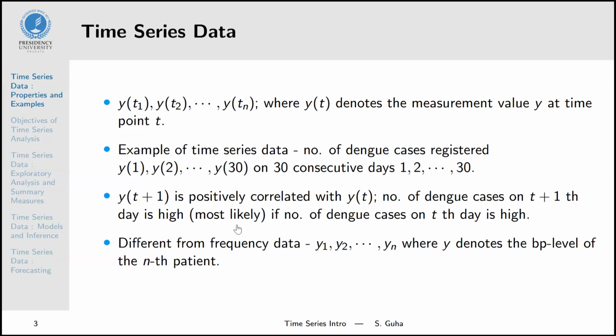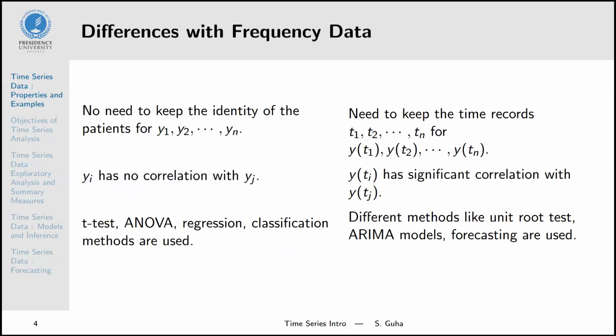Okay. As we have mentioned, the cardinal difference of time series data with the frequency data is that in time series data the consecutive observations are correlated, whereas in frequency data we don't assume any kind of correlation. We don't assume that the ith patient has anything to do with the i+1th patient, or the third patient has anything to do with the fourth patient or the second patient. They are completely distinct individuals, so there is no reason to assume that values based on them will be correlated. Now these are some differences of time series data with the frequency data.